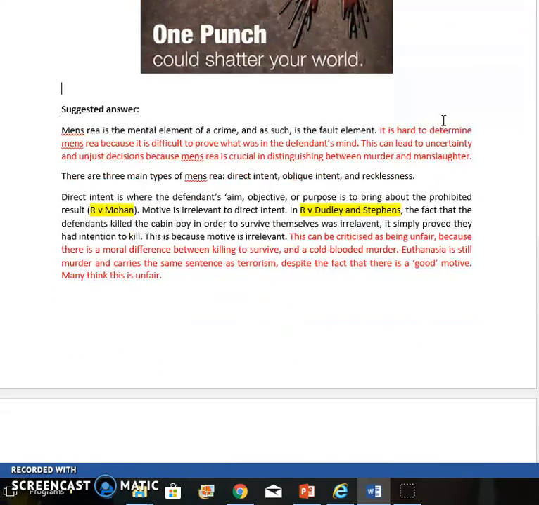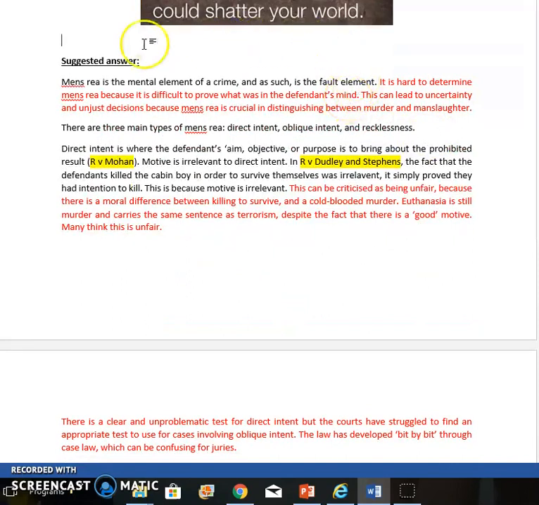So if I was asked this question on mens rea, I would start with a definition of what mens rea is, and of course it's the mental element of the crime. And straight away I can evaluate this and say that mens rea is difficult to prove because of course we can't jump into the defendant's mind and we can't know exactly what they were thinking. And inevitably that can lead to uncertainty and unjust decisions, particularly when you're looking at murder and manslaughter.